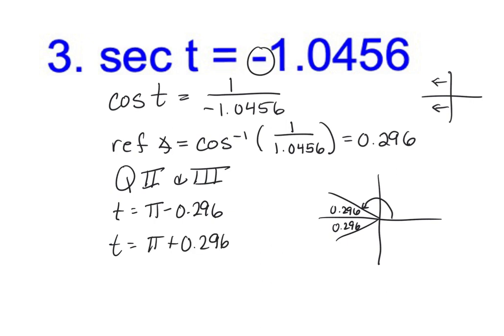And the second one is going to be pi plus 0.296. So again, using your calculator, the first one is going to be 2.845, and the next one will be pi plus my reference angle, and that's 3.438. So 2 answers to that problem.